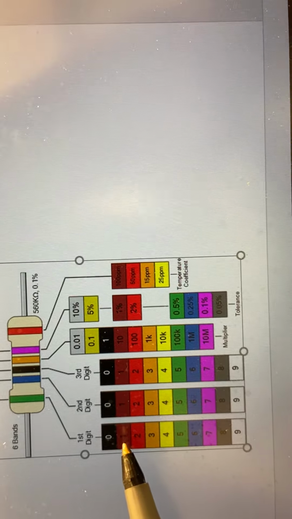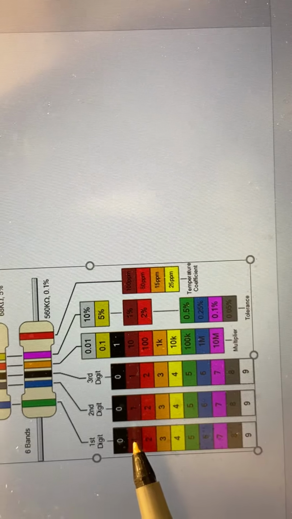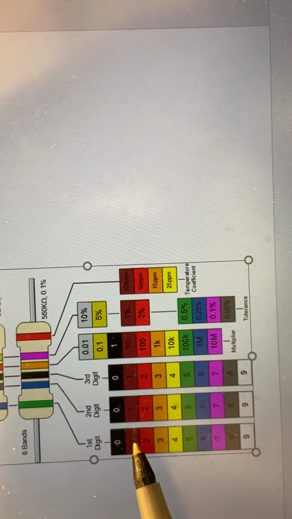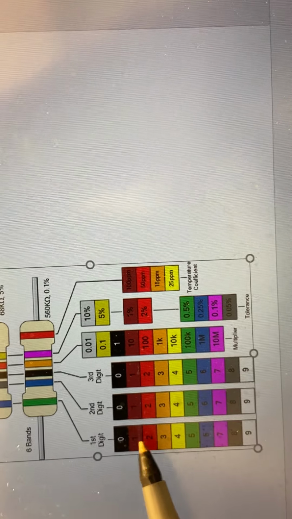And the third one is brown as well. Brown as well means the multiplier: 1 means multiply by 10. So basically, this one is 510. That's the value for this resistor.